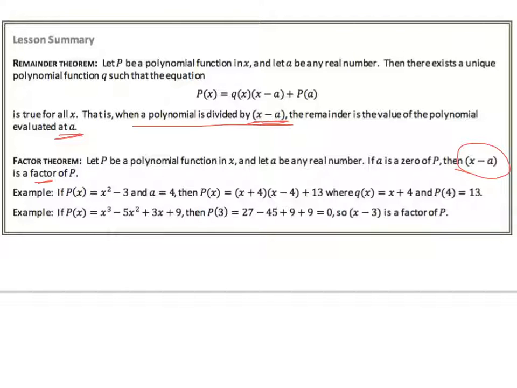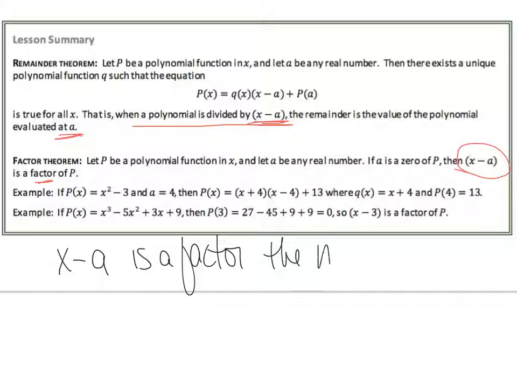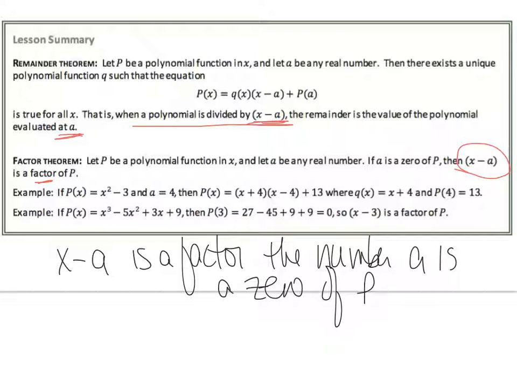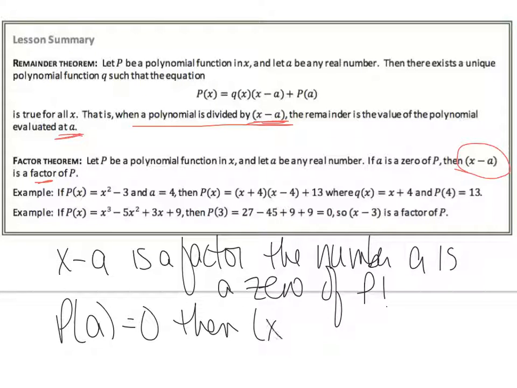One more thing I want to point out, sorry. Basically, just remember, if x minus a is a factor, then the number a is a 0. If p evaluated at a is 0, then x minus a is a factor.